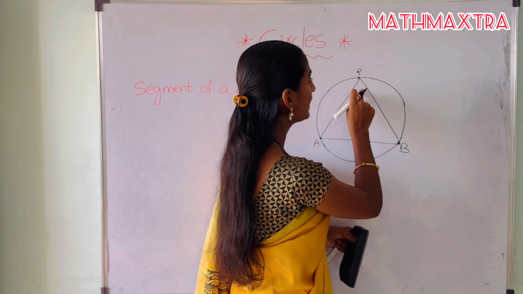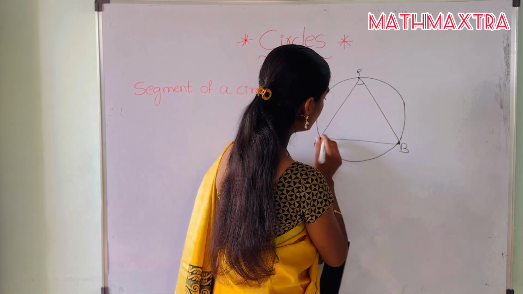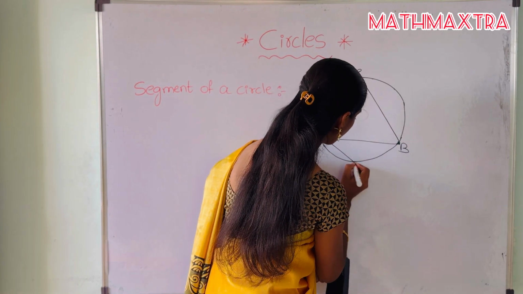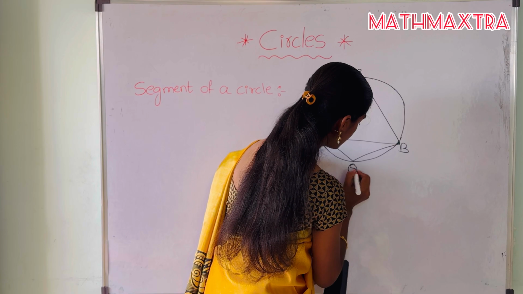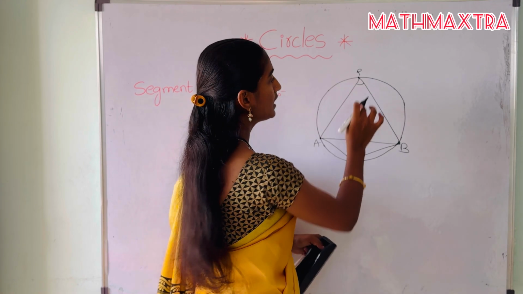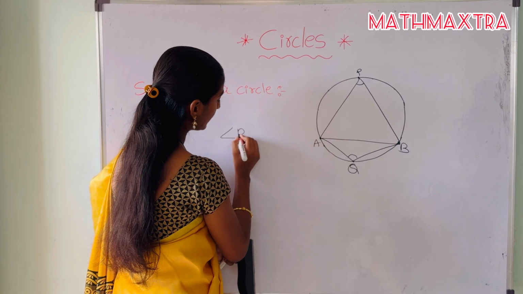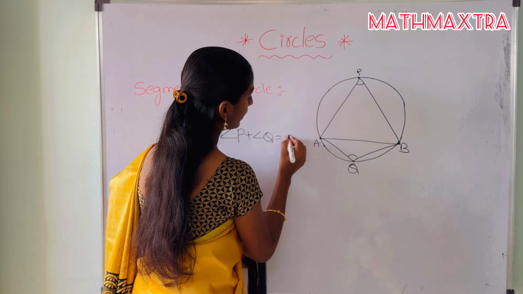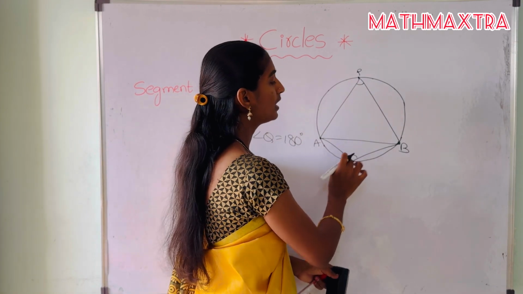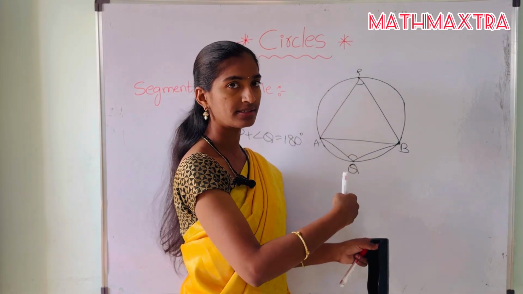It subtends an angle P in the major segment. And if the same chord subtends an angle in the minor segment, say this is Q, we should know the relation between this P and Q. These two angles are always supplementary, meaning the sum of the two angles is always equal to 180 degrees. If we know one angle, we can find out the other angle. These are the angles in the alternate segments.